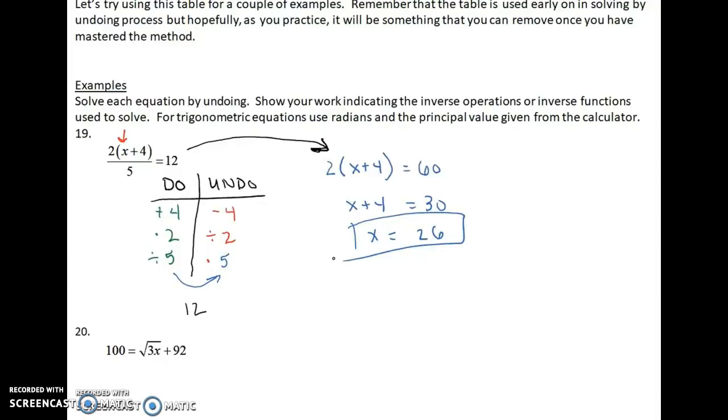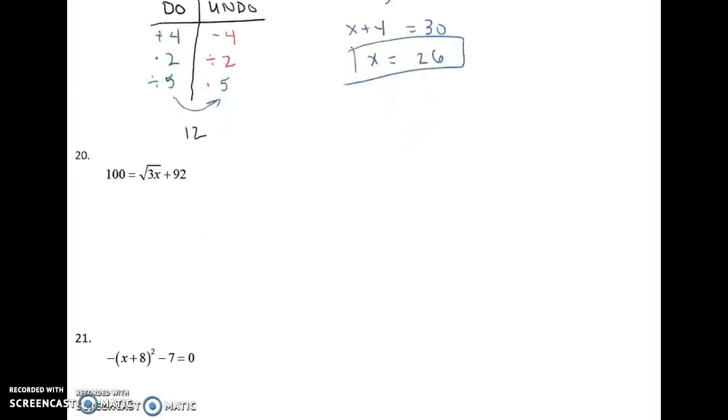So there's my answer. Now that was hopefully a pretty simple example to start from, but if you weren't quite sure how to get that done, then this do-undo table can help you. It's not the only way to solve that particular problem, but it's definitely one way to do it. All right, so let's do number 20. We'll get this one going together, and I'll give you a chance to work on some on your own.